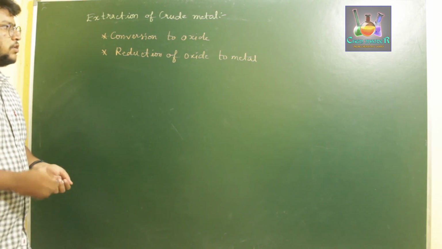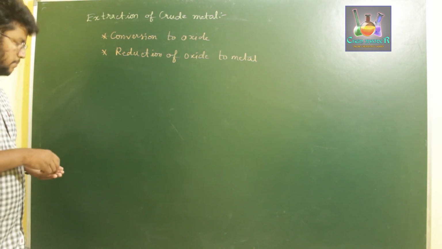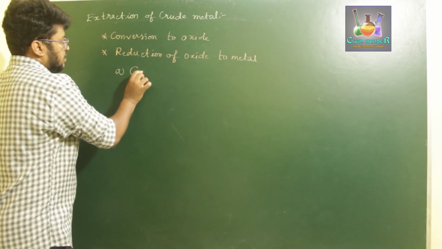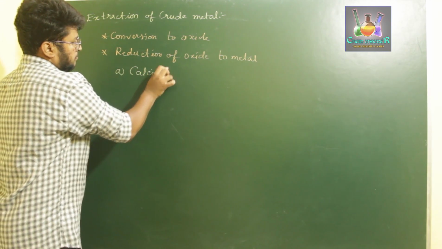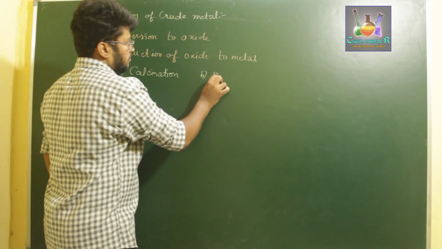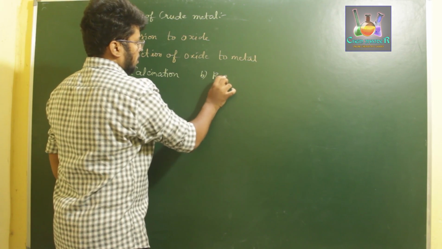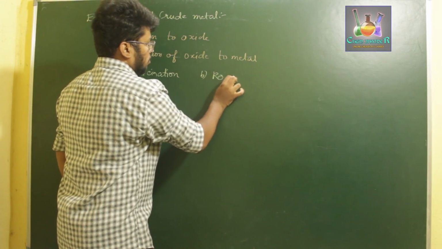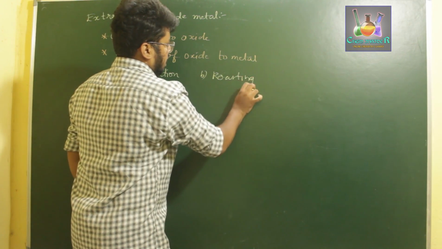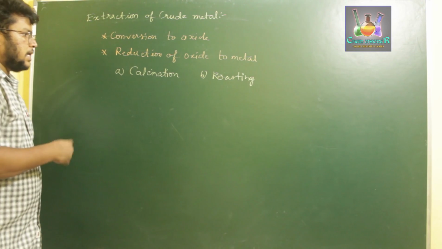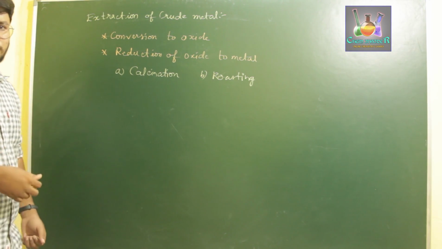Conversion to oxides can be done in two methods. The first one is calcination, and the second process is roasting. We can use either a calcination process or a roasting process.